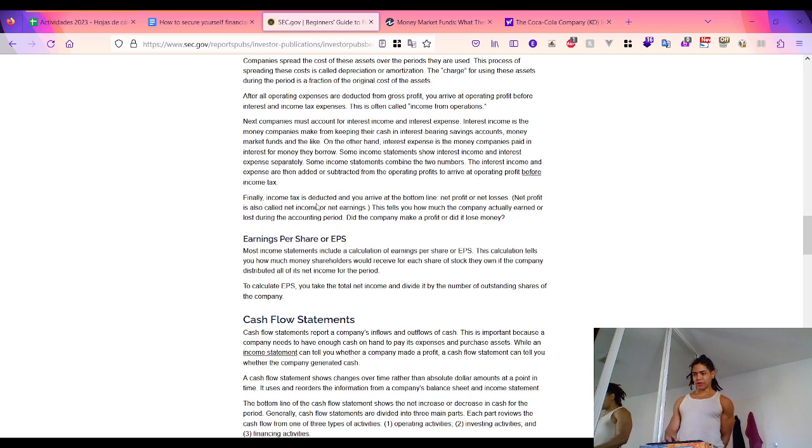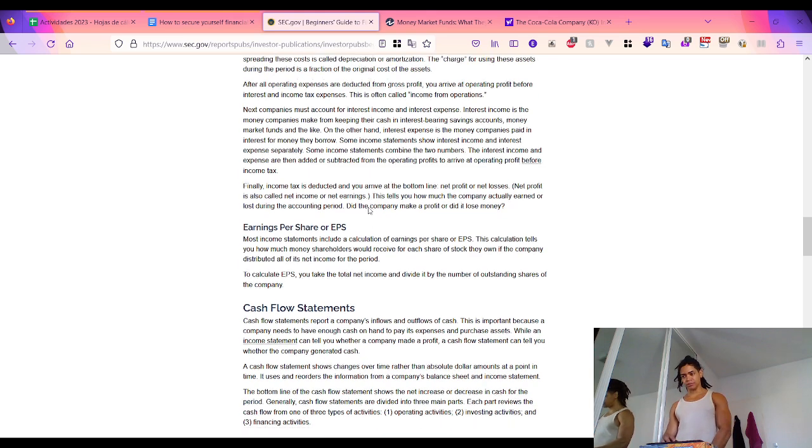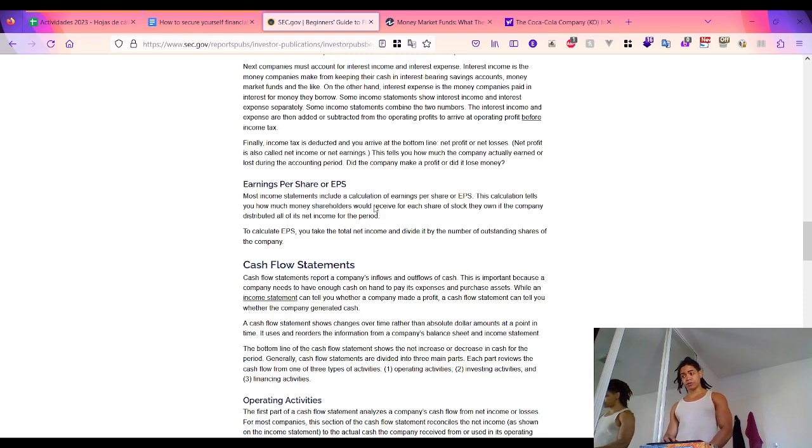And finally, income tax is deducted and you arrive at the bottom line, the net profit or net loss. Net profit is also called net income or net earnings, and this tells you how much the company actually earned or lost during the accounting period. Did the company make a profit or did it lose money?